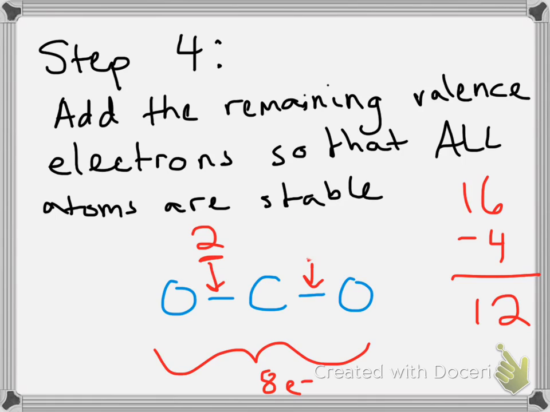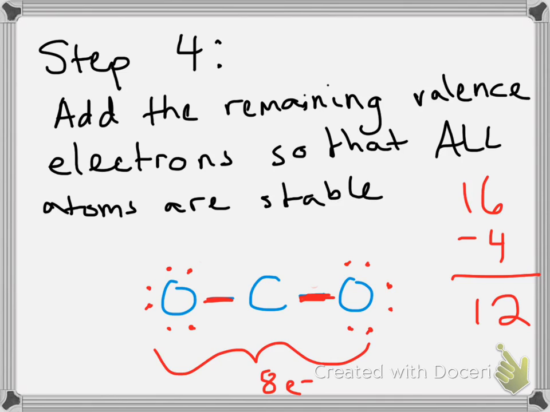Now, just like I said, every single atom needs to have 8 in order to be stable. It needs to have 8 valence electrons. So currently, this oxygen has 2 electrons. It needs 8, so it's going to need 6 more. 1, 2, 3, 4, 5, 6. This oxygen also only has 2 over here. Remember, there are 2 electrons in that bond, and so it also needs 6 more to have 8.